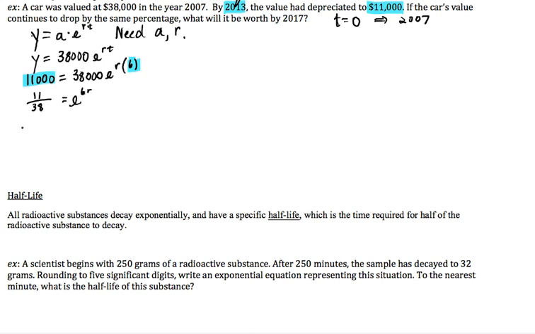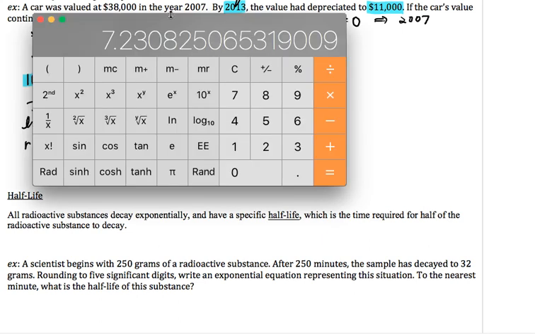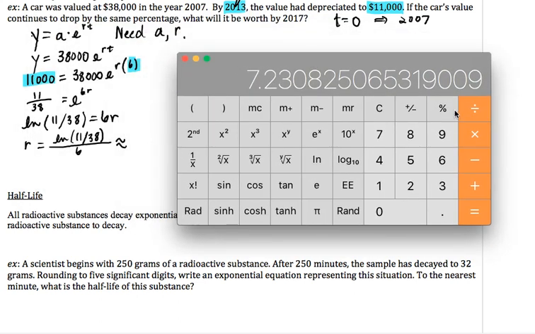Then we can take the natural log of both sides. So the natural log of 11 over 38 equals, when I take the natural log of e to the 6r, it's going to simplify to 6r. So the exact value for r is the natural log of 11 over 38, divided by 6. Which on an exam without a calculator you would just answer like that, but let's go ahead and get the decimal value for r here.